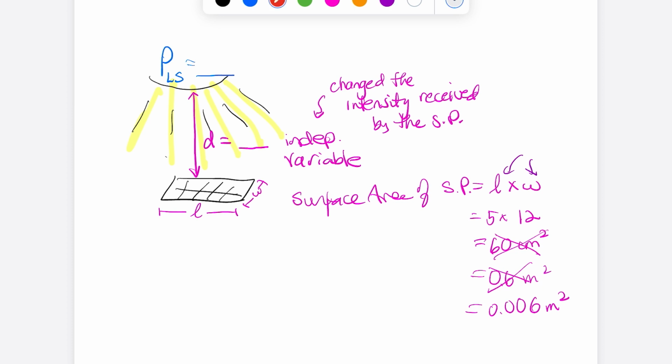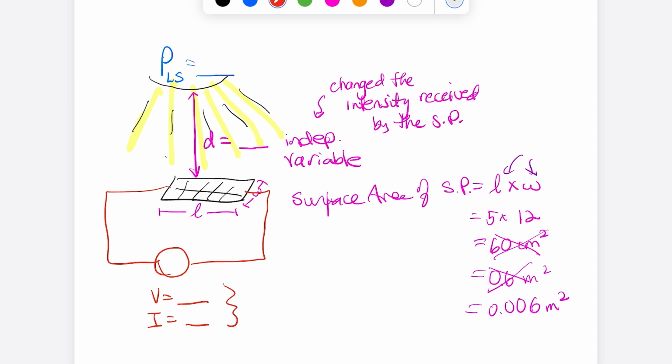Okay, so now this was connected to your light bulb, to your LED, and you measured the voltage and the current. You multiplied those together to get the power out. So this was your dependent variable. Okay, so that was the setup.